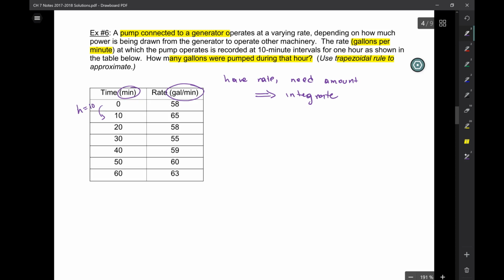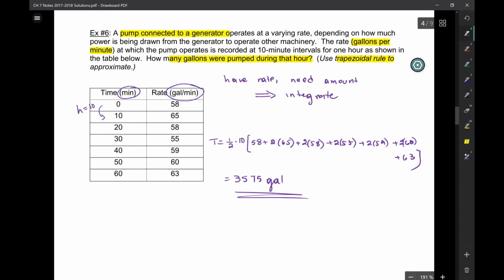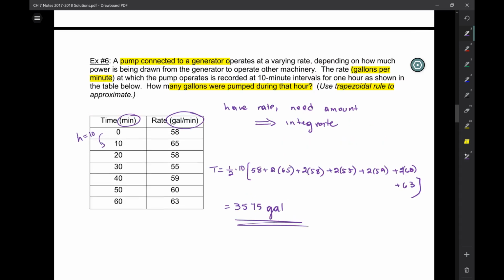So that means the amount, we'll call it T for trapezoidal rule, is going to be 1/2 times 10, and then it's 58 plus 2 times 65, 2 times 58, 2 times 55, 2 times 59, 2 times 60, and 163, and that's 3,575 gallons. All right, so it's being pumped at varying rates, but at the end of the day, we know how much is being pumped.